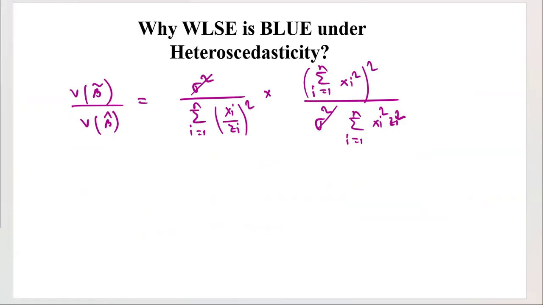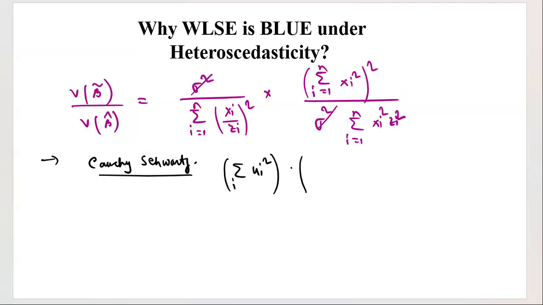For that, you have to use the Cauchy-Schwarz inequality. I hope you have heard this name. What is the Cauchy-Schwarz inequality? It says this: summation ui square times summation vi square will be simply greater than or equal to summation ui vi, and a whole square of that. So this is simply the Cauchy-Schwarz inequality.